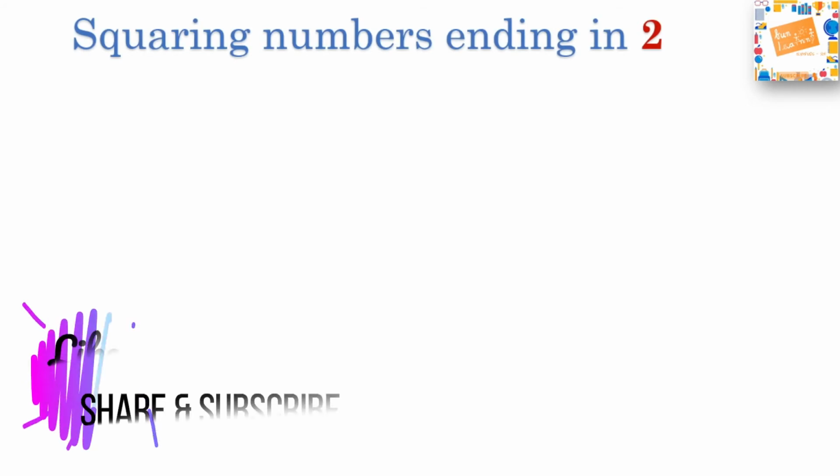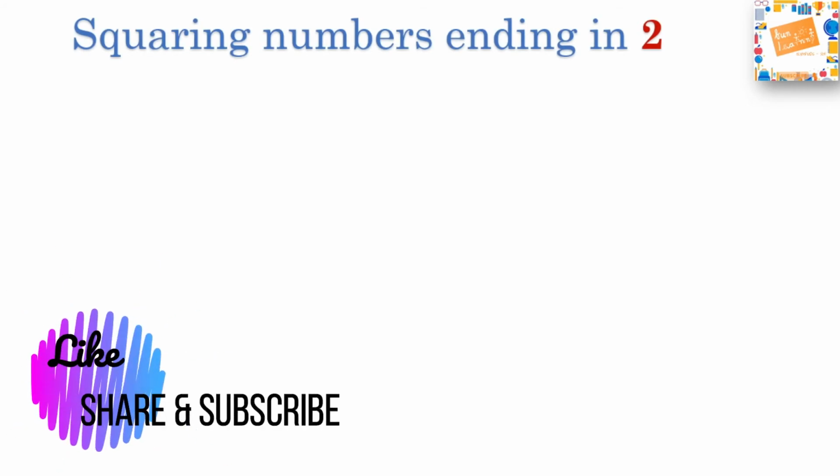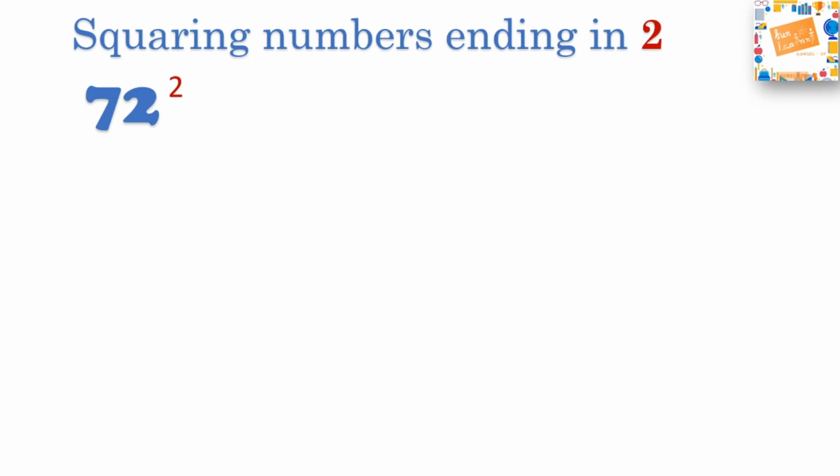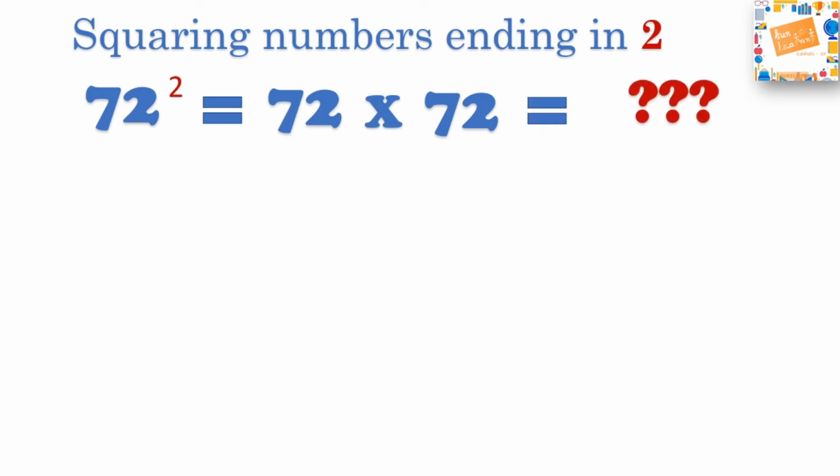Let's look at another example of a number ending in 2. Let's take a slightly bigger number. So now it's 72 square. This is equal to 72 times 72. Well, let's not do this big calculation but go with a quick method to get this answer.